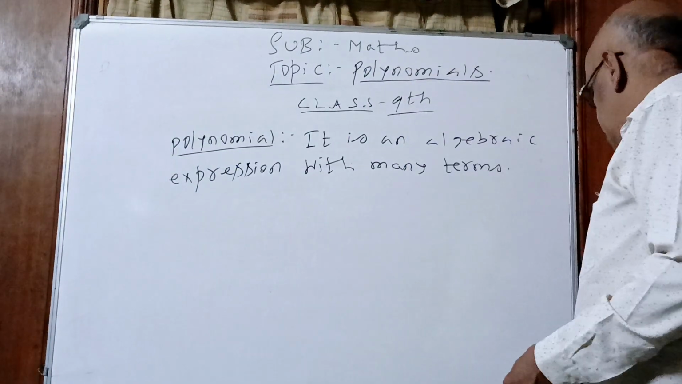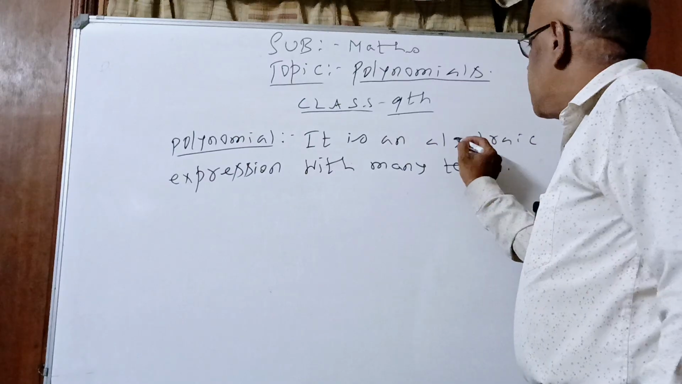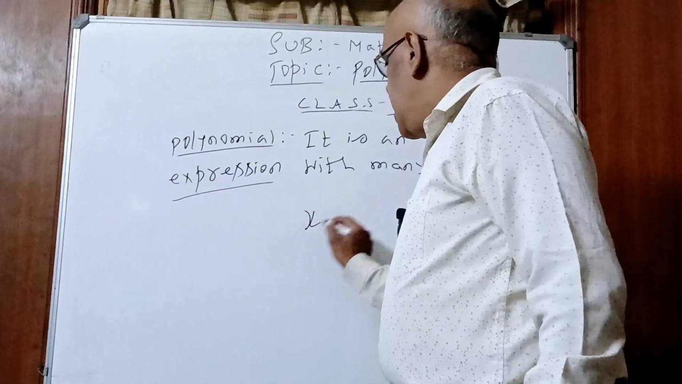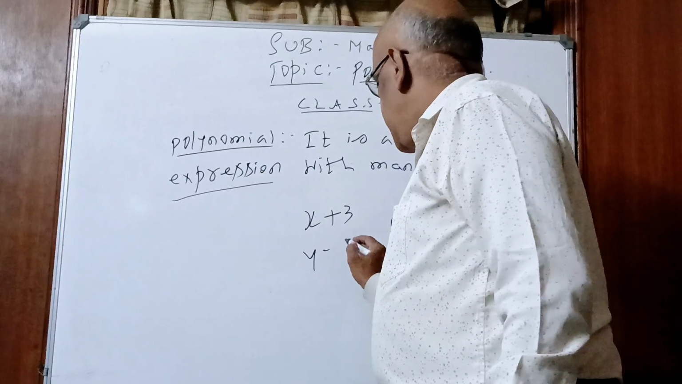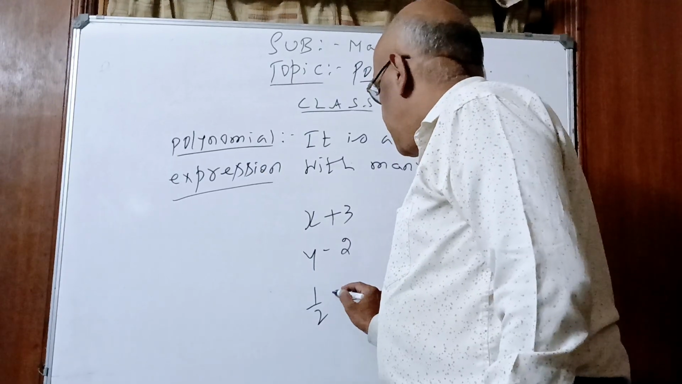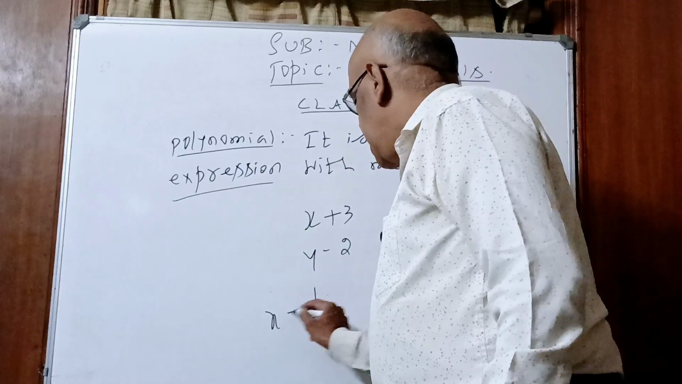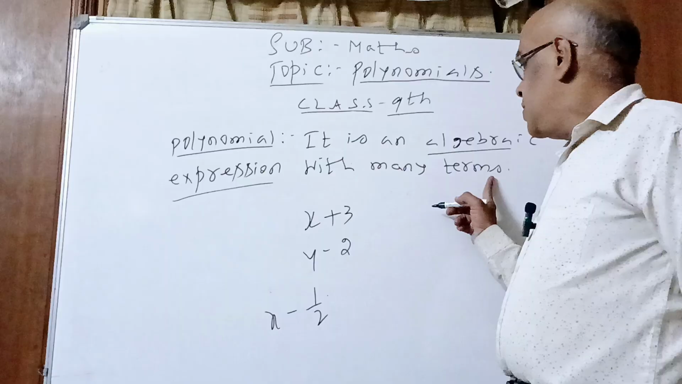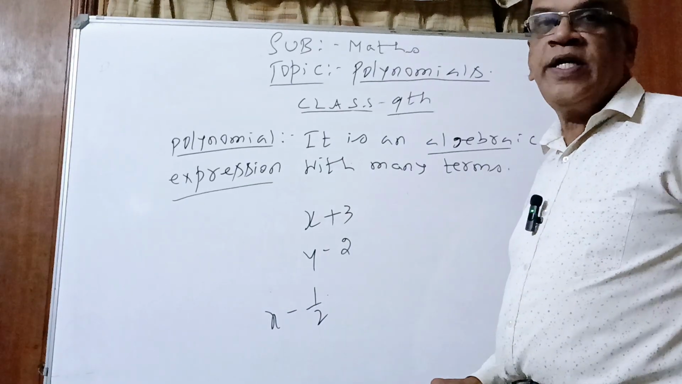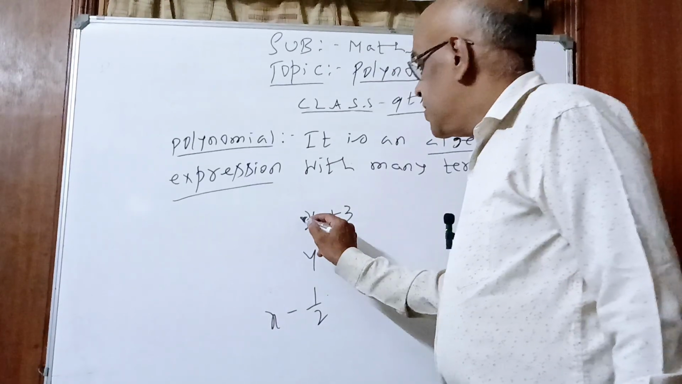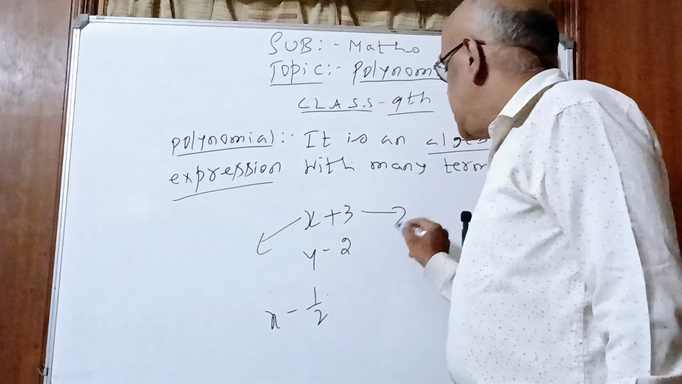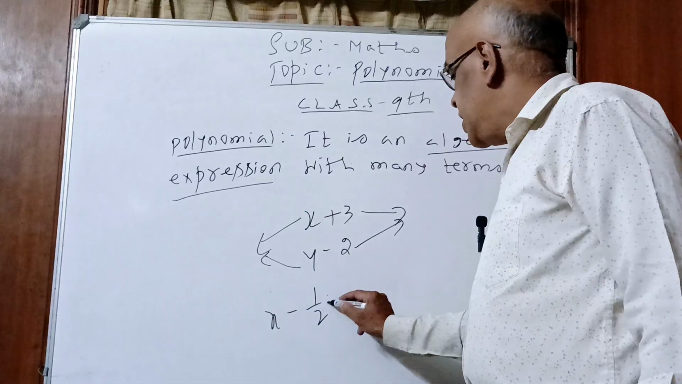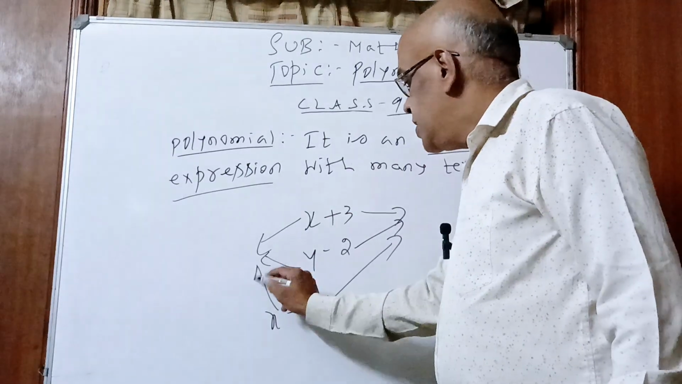In our lower classes we have studied what an algebraic expression is. An algebraic expression is an expression like x plus 3, y minus 2, half x minus half. These are all algebraic expressions, which have terms. How many terms are there? Two different types of terms. x is a term, 3 is a term, y is a term, 2 is a term, half is a term, x is also a term.